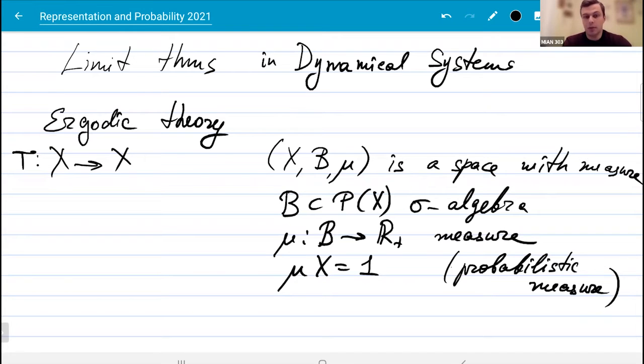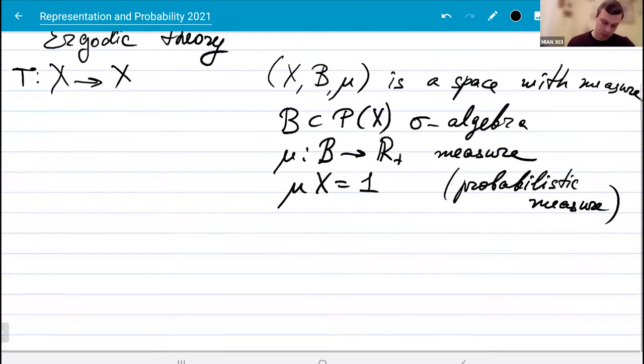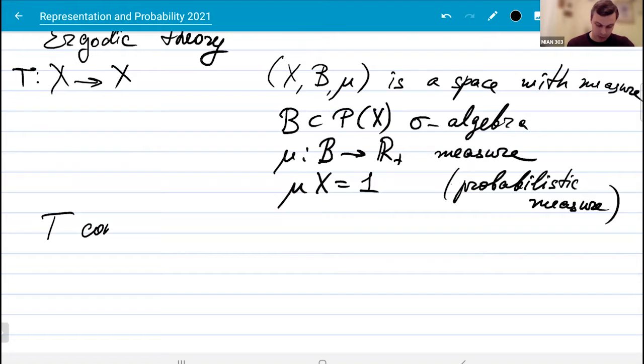Of course, if mu of X is something finite, this is not interesting. You can just scale down mu. But the case of infinite measure mu is of some interest, but again, we will just restrict ourselves to the case of the probability measure. So what does it mean that T conserves mu? Well, this means that the measure of every set does not change when we apply T.